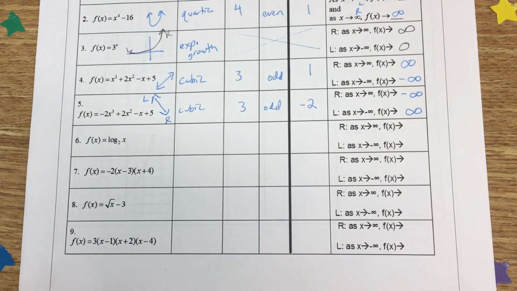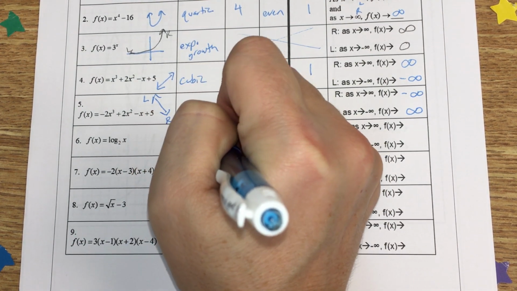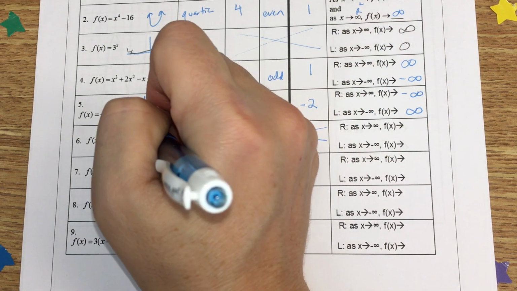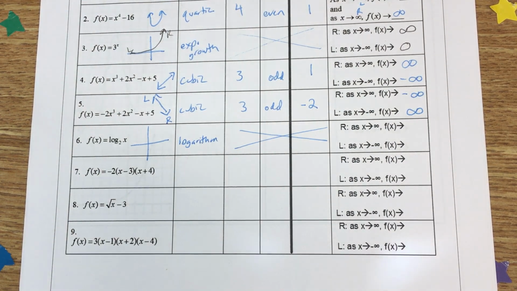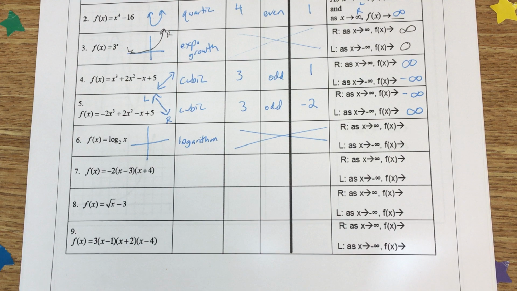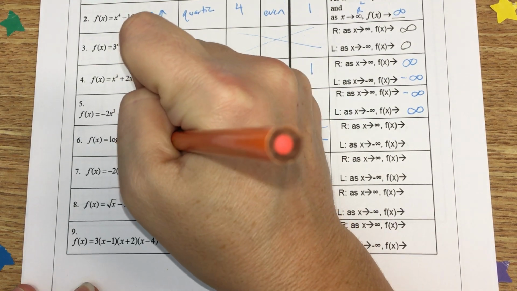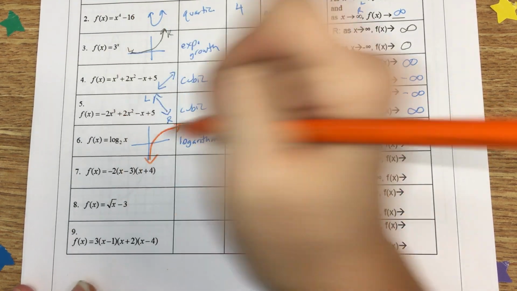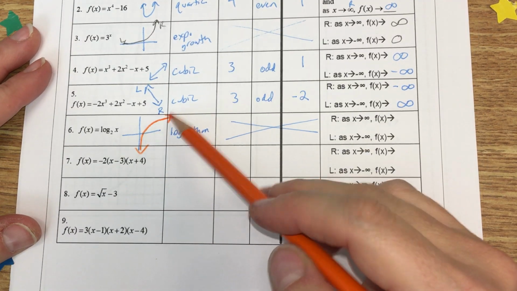Now number 6 is a completely different type of function. It's a logarithm function. So I don't need to worry about this. And I want to remember that a logarithm function, different color here, there we go, nice and bright. A logarithm function is going to go up on the right.